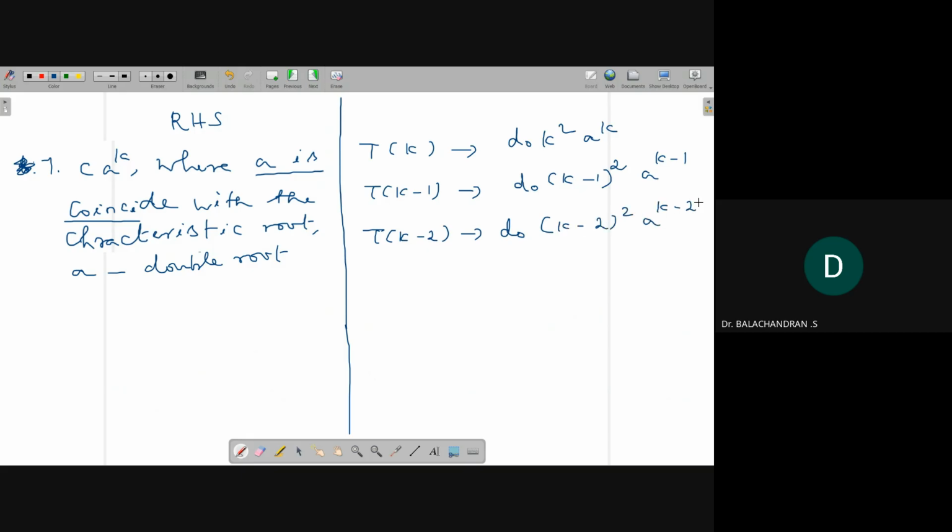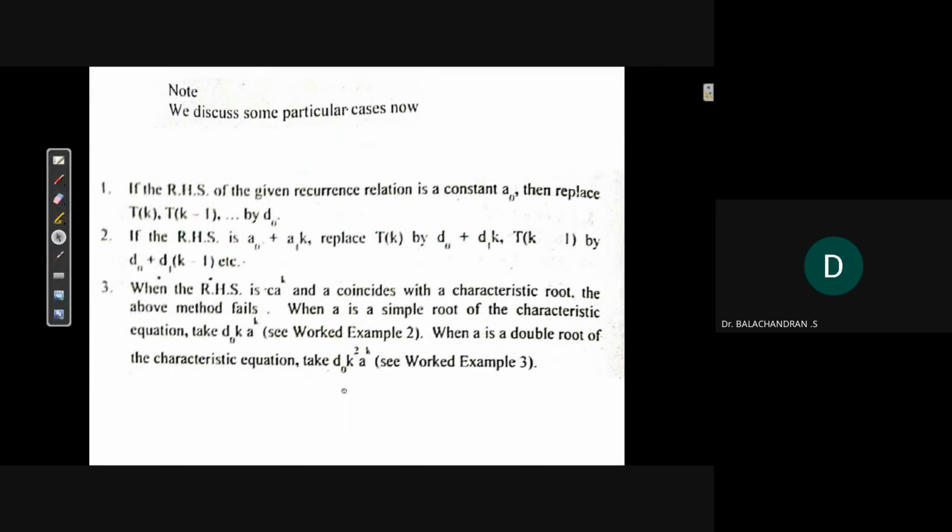So this is the basic idea you should know to solve the problem. Now I'll go to the problem.